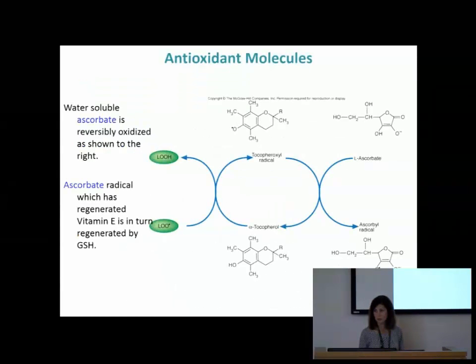So, vitamin E gives the free radical to vitamin C. What's vitamin A? Vitamin A absorbs radiation through the conjugated double bonds.